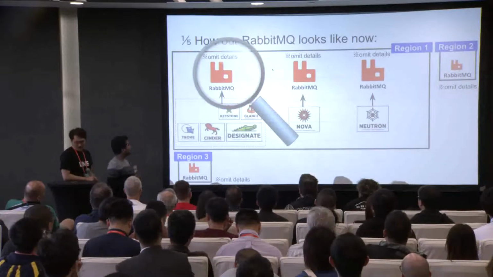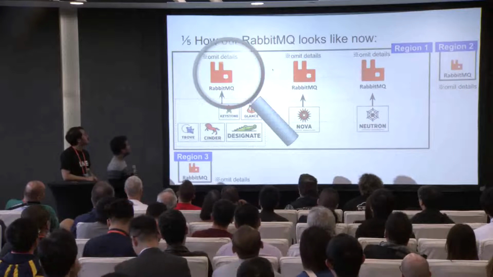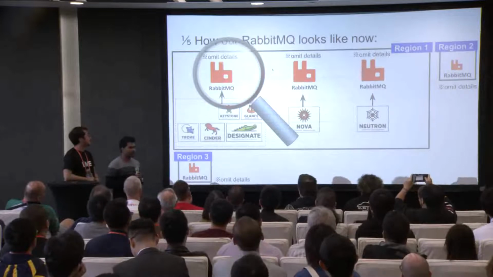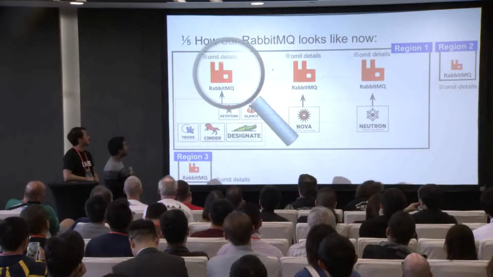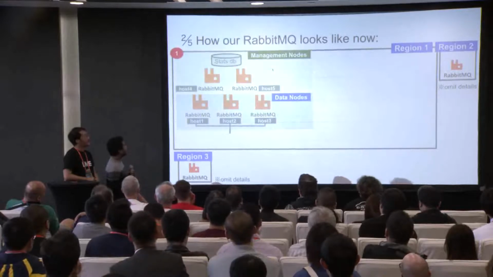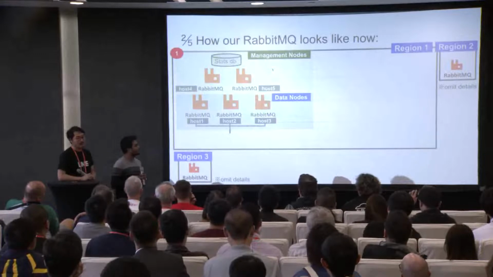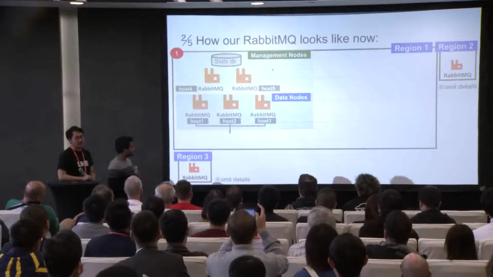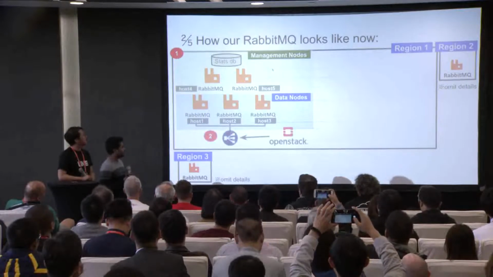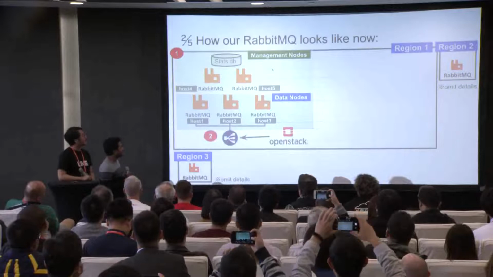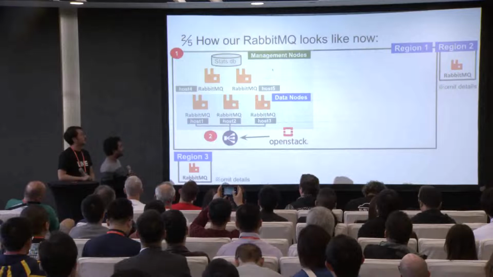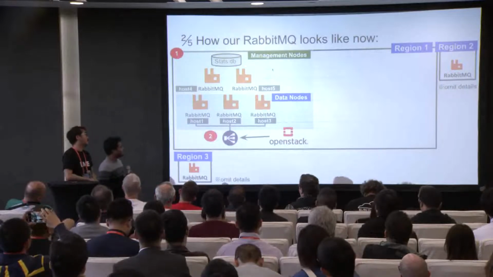So let's zoom into one of the clusters, let's say the one used by other services like Keystone and Glance, and look at what policies and configuration we have. As you can see, we have 3 data nodes and 2 management nodes. Then we have a hardware load balancer in front of the data nodes, and all the clients connect to the hardware load balancer, which then sends the requests to the data nodes.